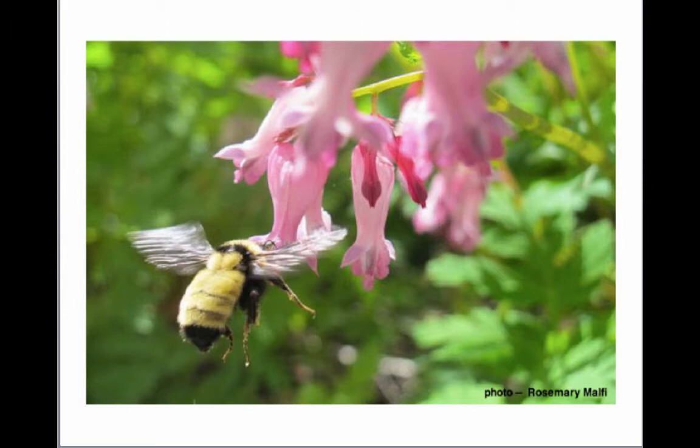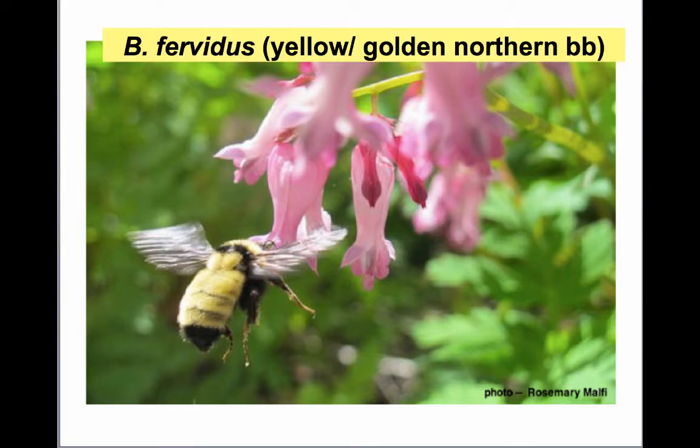And by comparison, here's a second Bombus fervidus, a yellow or golden northern bumblebee. So you'll see that T1 through T4 on the abdomen are all completely yellow in this species.